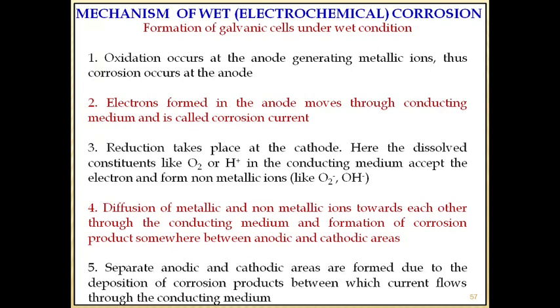So once the corrosion product is formed, separate anodic and cathodic areas will be set up and current will be flowing through the conducting media. This is a general mechanism for electrochemical corrosion.